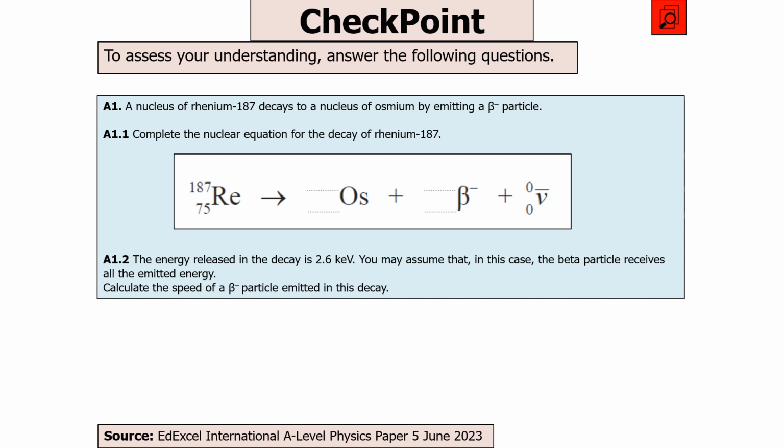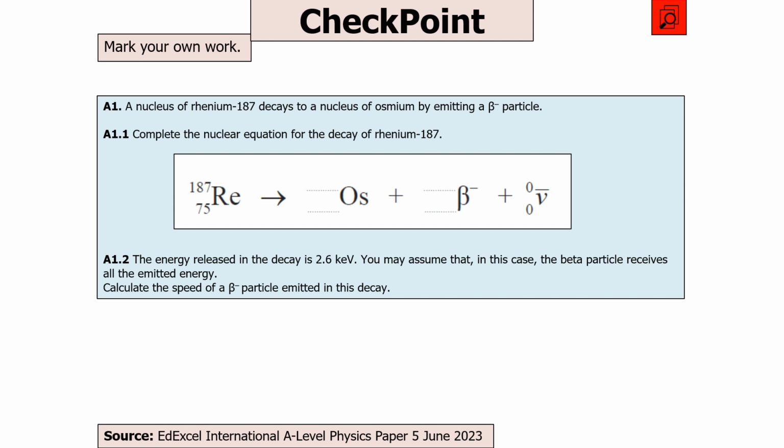Complete the nuclear equation for the decay of rhenium-187, and then the electron released in the decay is 2.6 keV. You may assume that in this case the beta particle receives all the emitted energy. Calculate the speed of the beta minus particle emitted in this decay. So pause the video now, then unpause the video and you can go through your answer.